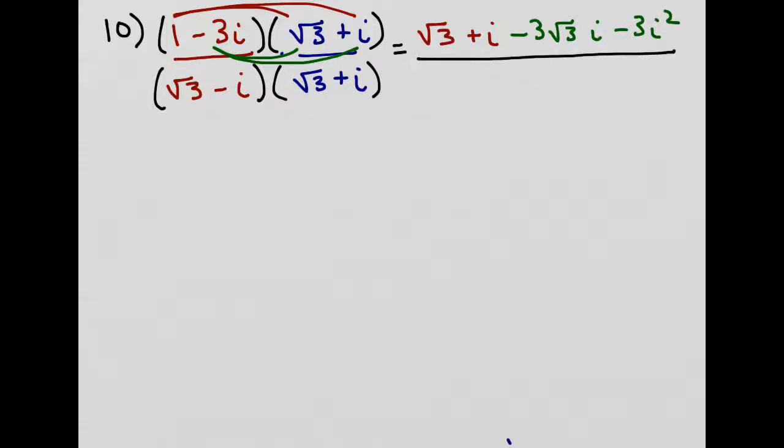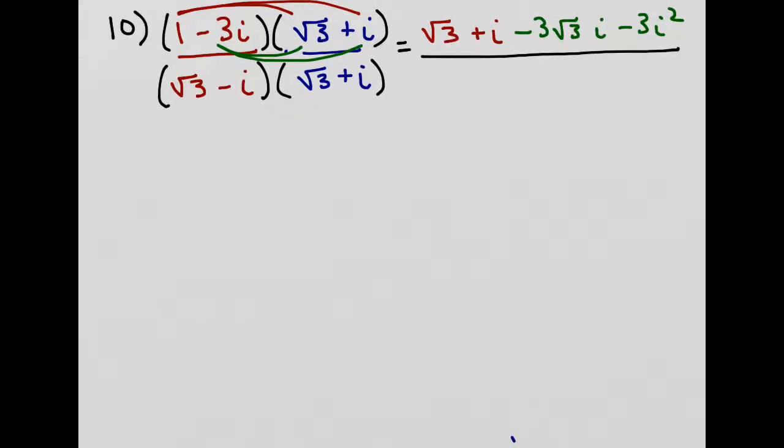Now we're going to do that all over again on the bottom. So the square root of 3 times the square root of 3 is just 3. The square root of 3 times i is square root of 3i. Minus i times the square root of 3 is minus the square root of 3i. And minus i times i is minus i squared.